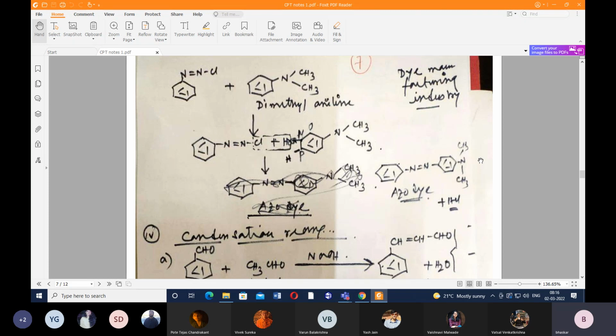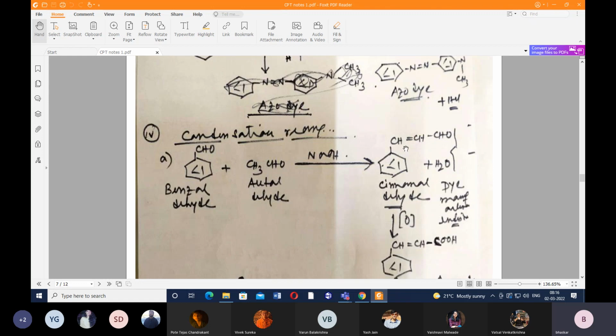In the dye manufacturing industry, remember that we carry out this diazo coupling reaction. The next reaction I'll be talking about is also a very important reaction called condensation reaction. So what is condensation reaction? Am I audible to all of you guys?